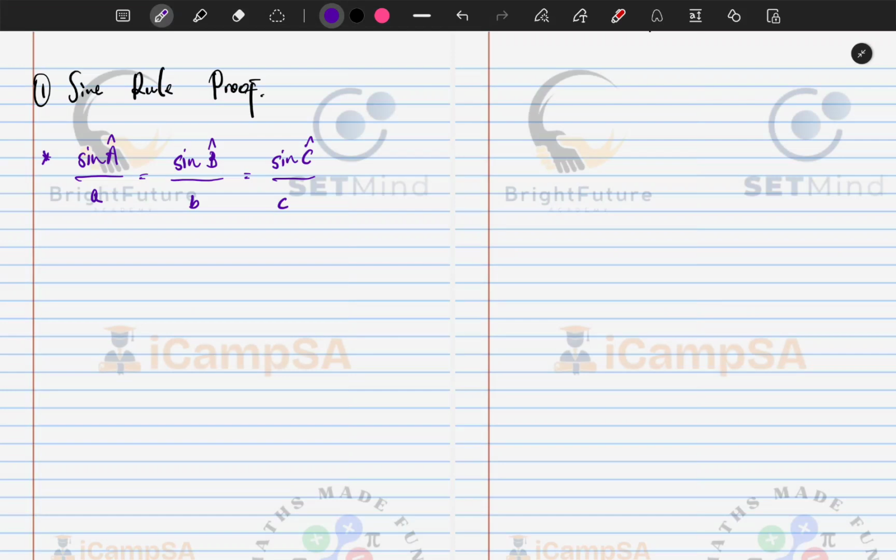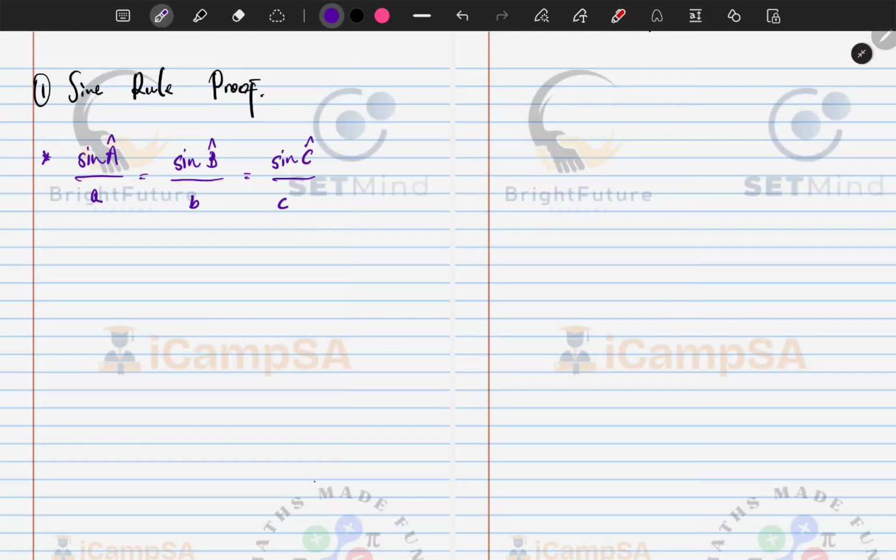The standard sine rule says that sine of angle A over side A, which represents side A, is equal to the sine of angle B over side B, equal to the sine of angle C over side C.